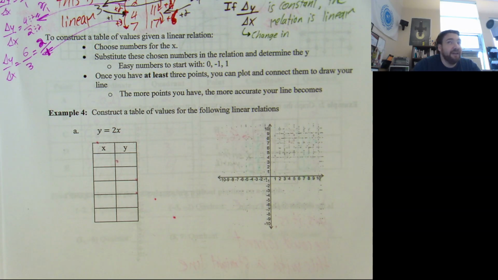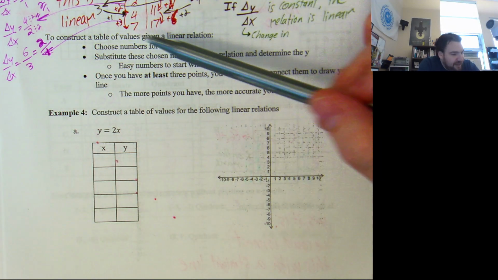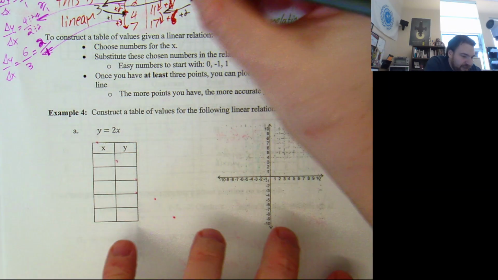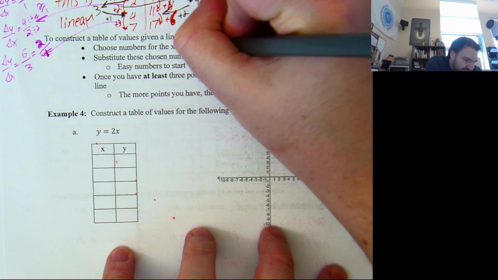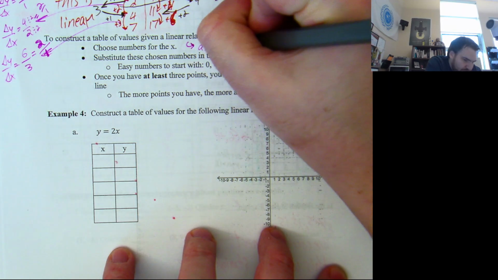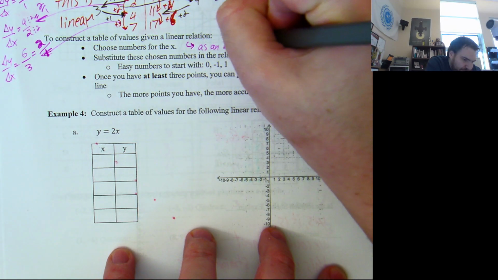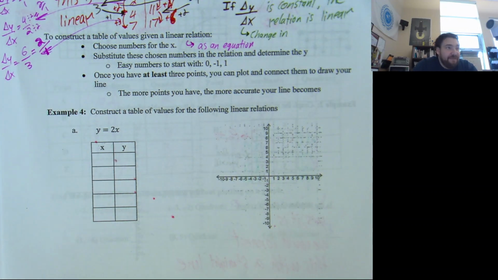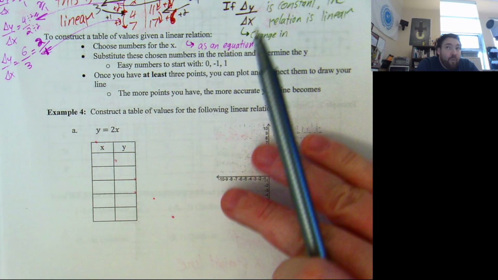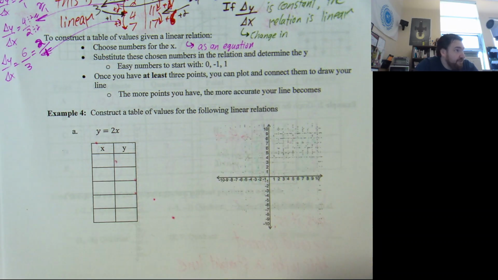And then I will be done for the day. So to construct a table of values given a linear relation as an equation, we'll look at how we can identify them from an equation next week. But if I give you a linear relation and I give it to you as an equation without a filled in table of values, you have to pick values.